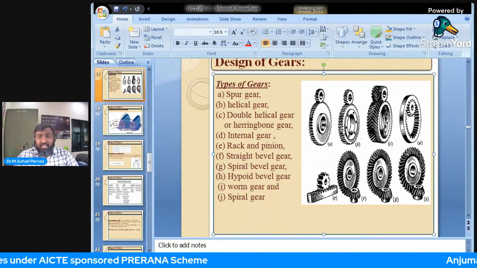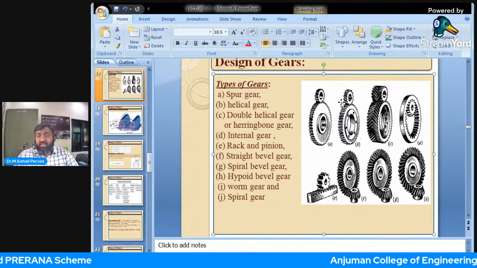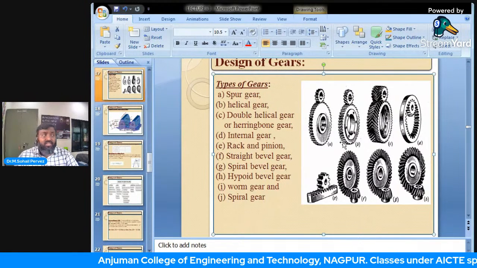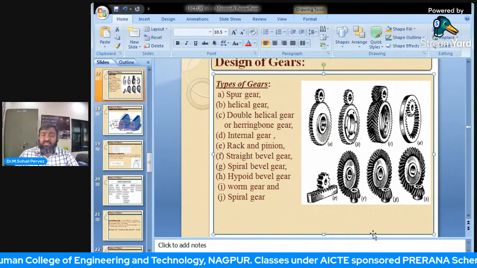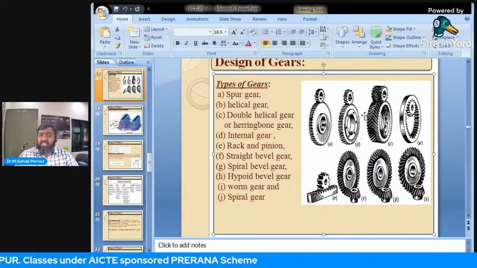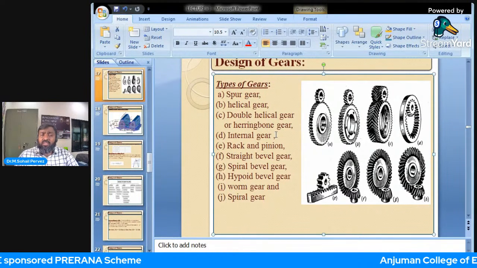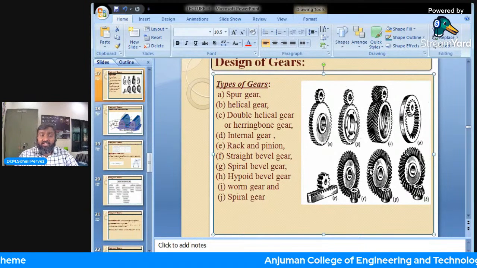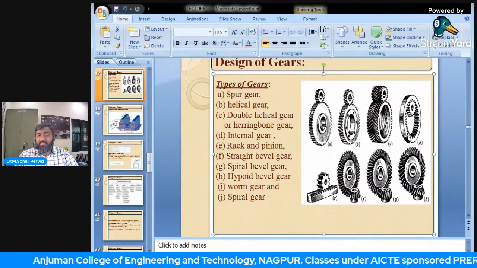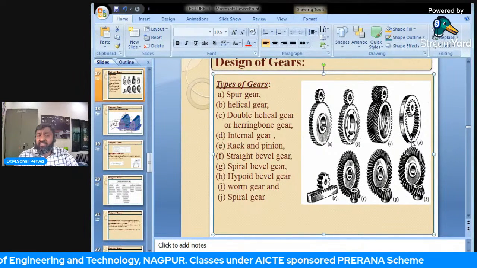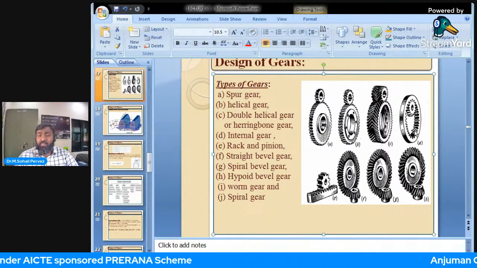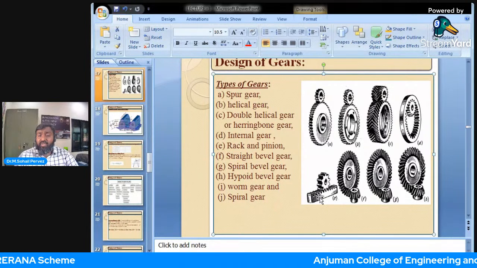The next one is helical gear. When I say helical, the teeth are inclined to the axis of the gear. Next, number C is again a repetition, that is double helical gear, generally known as herringbone gears. The next one, internal gear, sometimes sun and planetary gear. This system is used in the differential assembly of automobiles. The next one is rack and pinion.